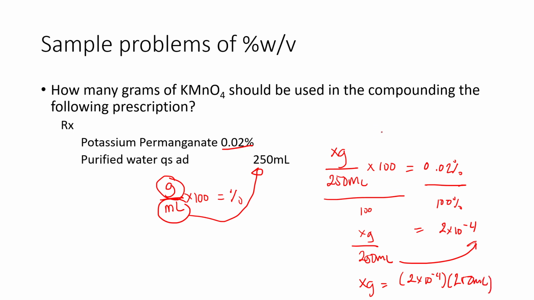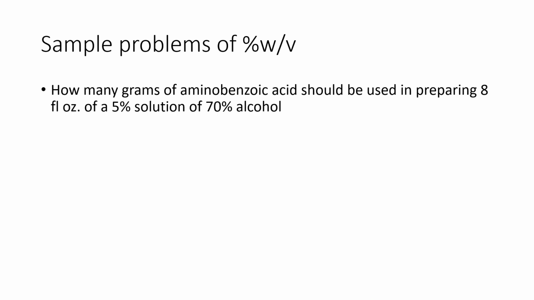Times 250 ml. So you will have a result of x equals 0.05 grams needed. That is very little. That is potassium permanganate. If you've ever encountered potassium permanganate, a small amount actually is very effective against bacteria.